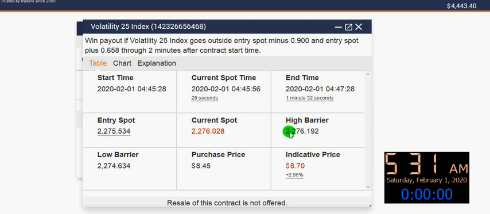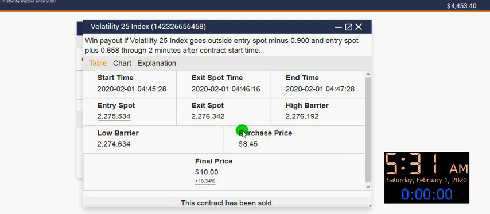107, this is the last number. It's going down again. 275. Seven 6. 113 342. So we already exited the high barrier, so we hit profit there. You can see plus 18.3.